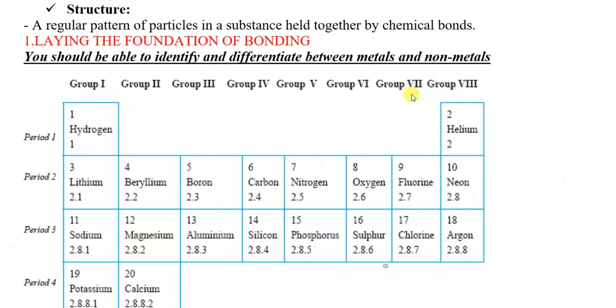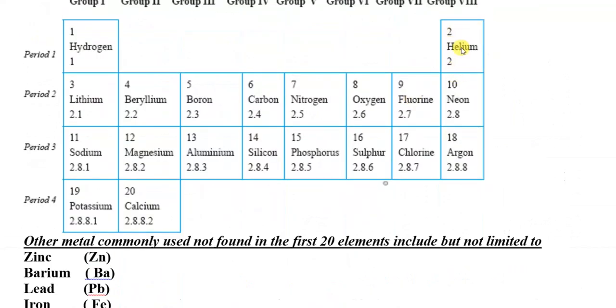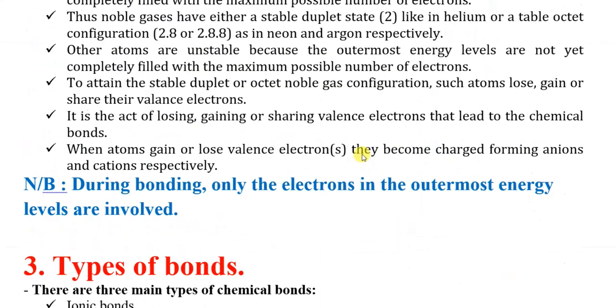It means that they don't react. Helium does not react because it is stable; the electron configuration is already filled up. Neon does not react because it is already filled up, therefore it is stable. Argon does not react because it is already stable. That's what we are given here.